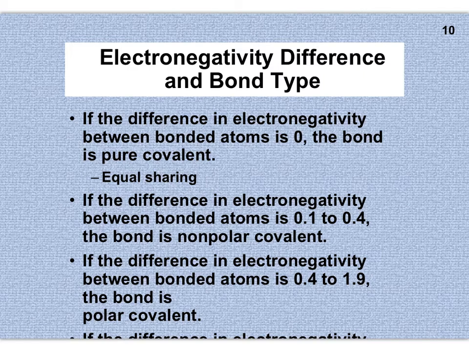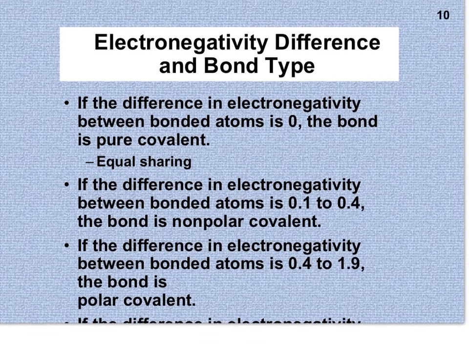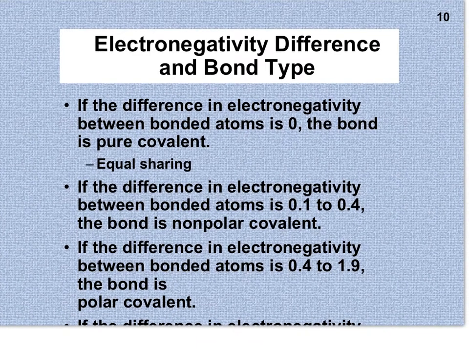So here are the ranges again for you. If the electronegativity difference between two atoms, this looks like it's cut off, is between 0 and 0.4, it is nonpolar covalent. If the difference is between 0.4 and 1.9, it is polar covalent. And if the difference is greater than or equal to 2, that is an ionic compound.